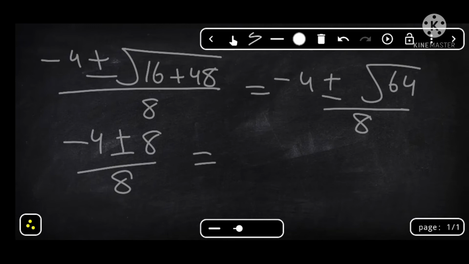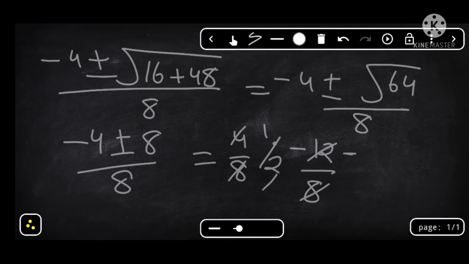So our value can be minus 4 plus 8. So minus 4 plus 8 will be 4 by 8. Or minus 4 minus 8, that is minus 12 by 8. So we got two values. If we just simplify this, it is going to be 1 by 2, and this is going to be minus 3 by 2.